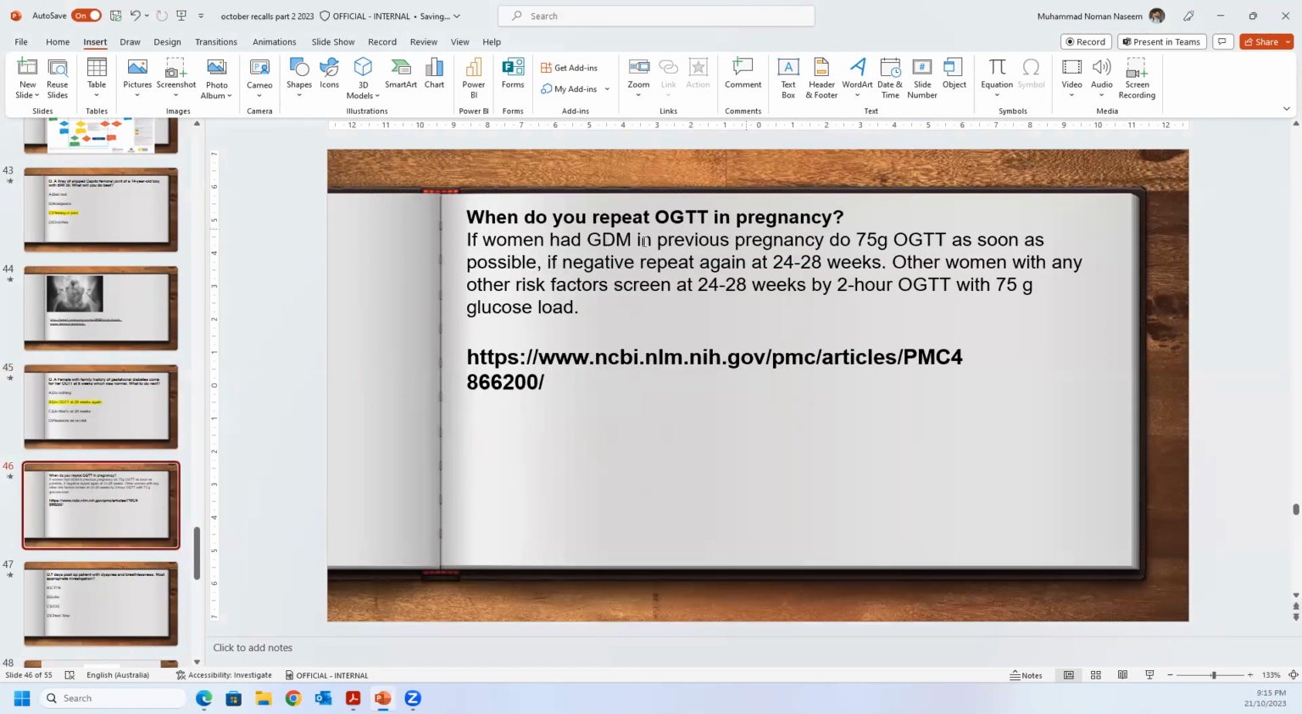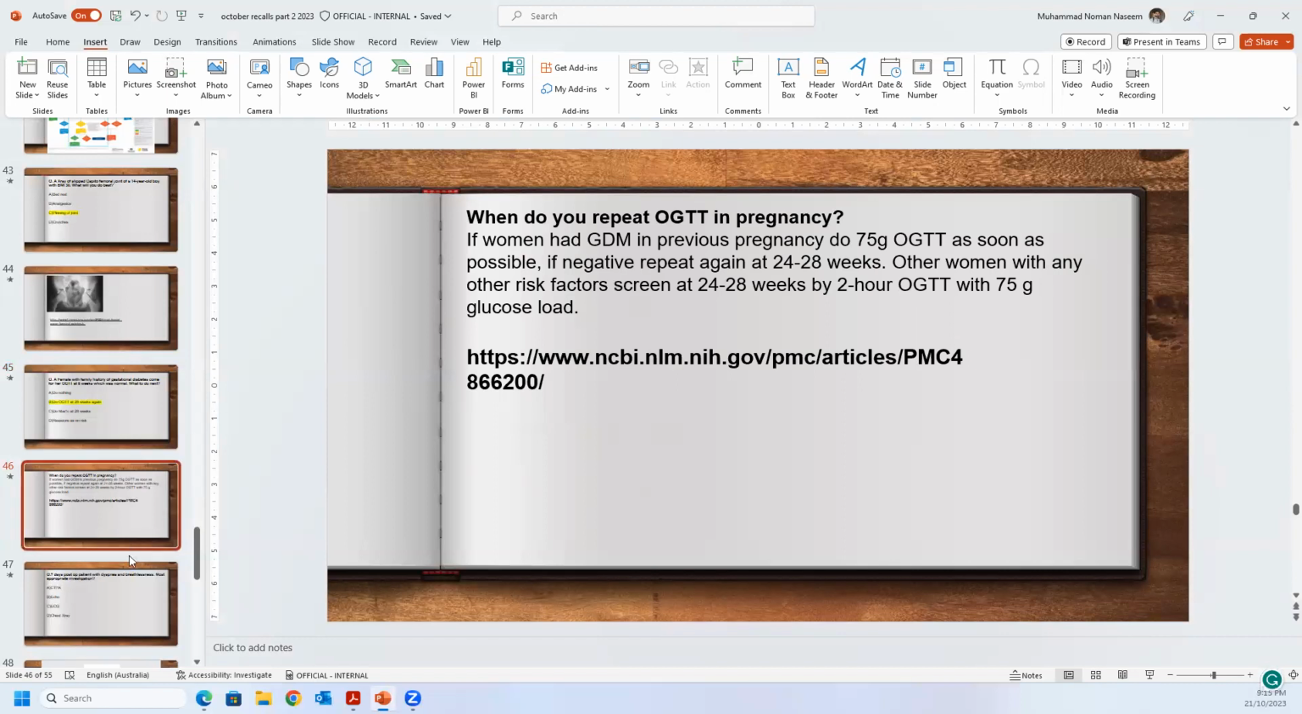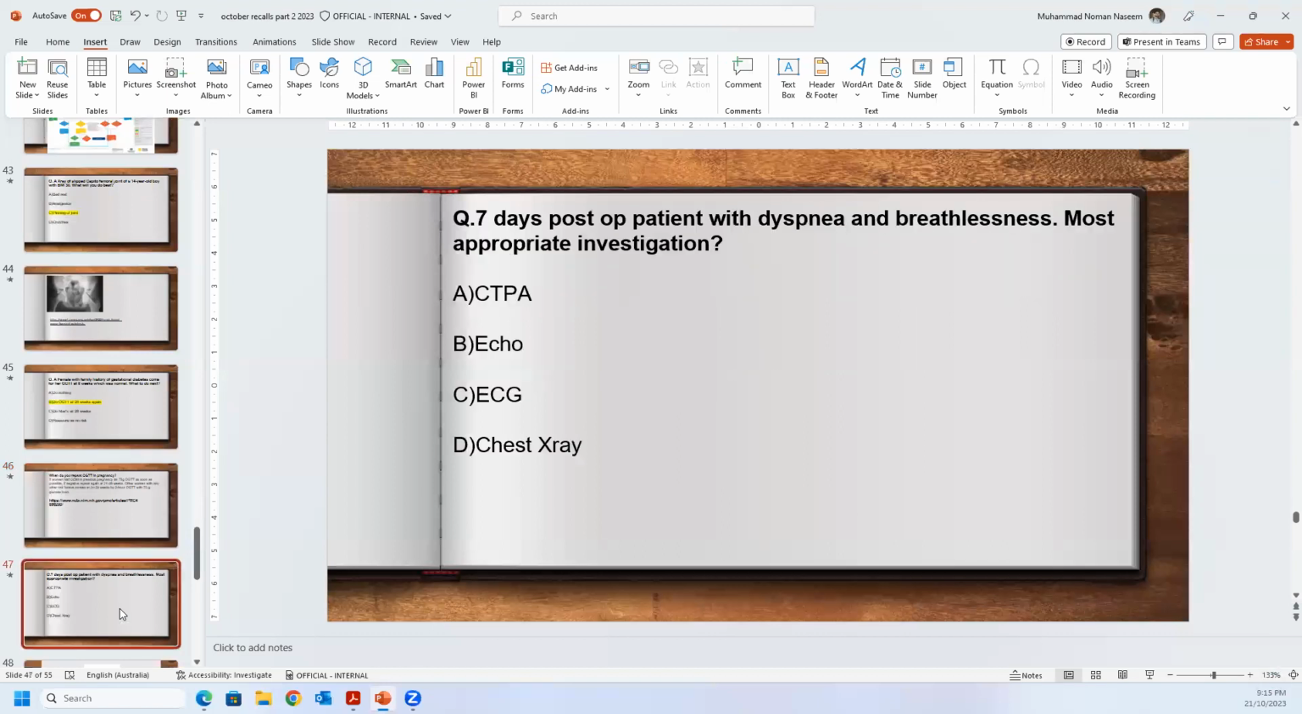So when do you repeat the OGTT in pregnancy? If a female has GDM in a previous pregnancy, we do OGTT as soon as possible. If negative, we repeat at 24 to 28 weeks. Other women with any other risk factors are usually screened at 24 to 28 weeks by 2-hour OGTT with 75 gram glucose load. All right. I don't think we need to go into that much detail, but every patient who has diabetes is done OGTT as soon as possible, and then at 24 to 28 weeks, and postpartum at 6 weeks, and then they are screened every 3 to 5 years as well.